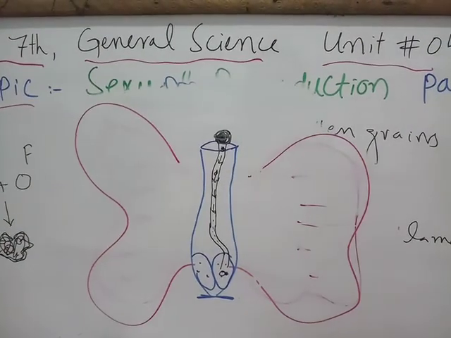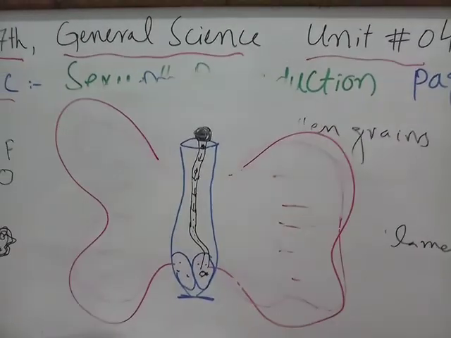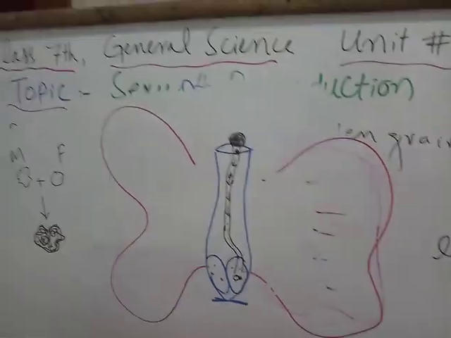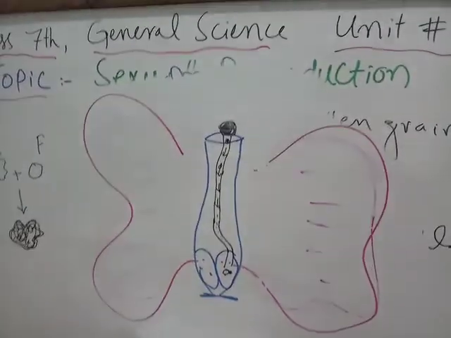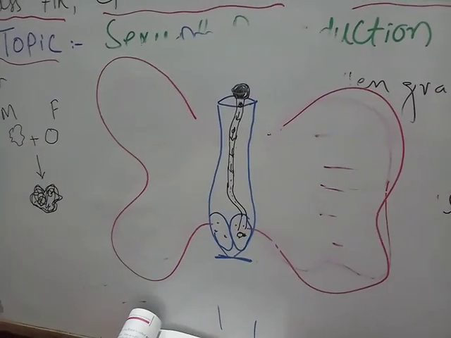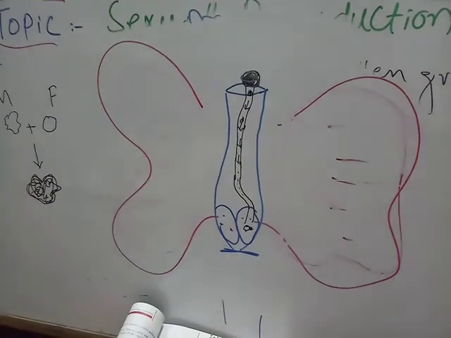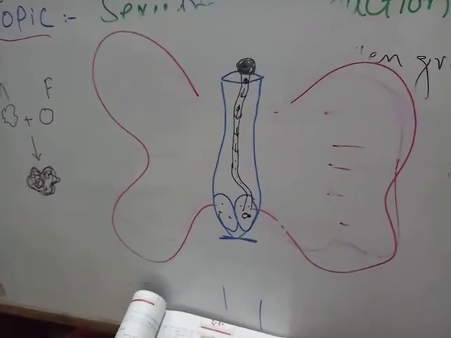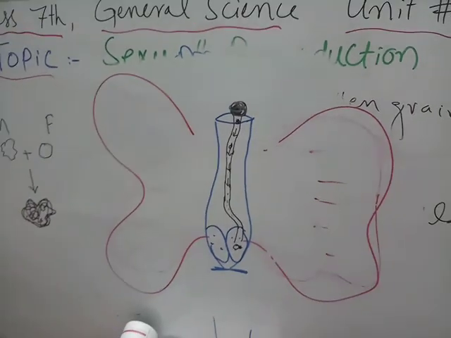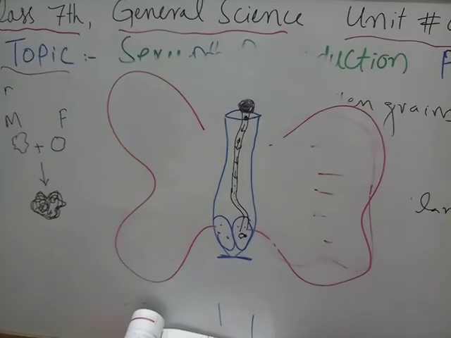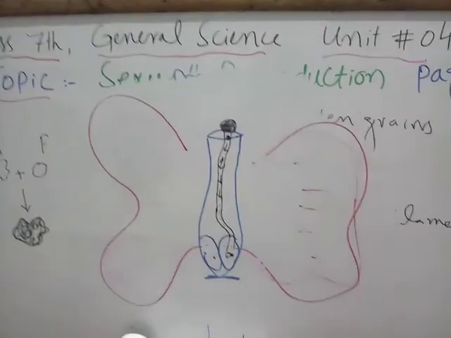So the last topic of your book is seeds. Seeds are the product of fertilization. After fertilization, the combination of male and female gamete takes place, which ultimately forms seeds, and the outer part of the seed is the fruit, and sometimes they have a very hard coat.